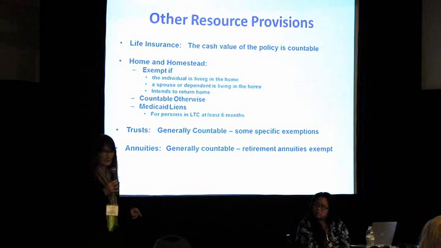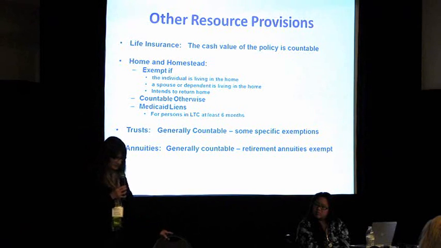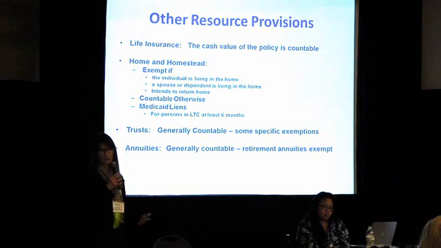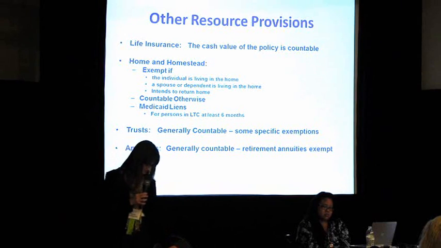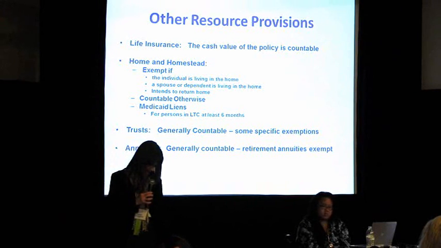They don't apply until after the person is in long-term care for at least 6 months. And then there are exceptions to every rule, so this would potentially be an exception too. Here is a time where you could demonstrate medically that you can go home. The home may be exempt, but there may be the possibility of a lien against it. So Medicaid liens are back.